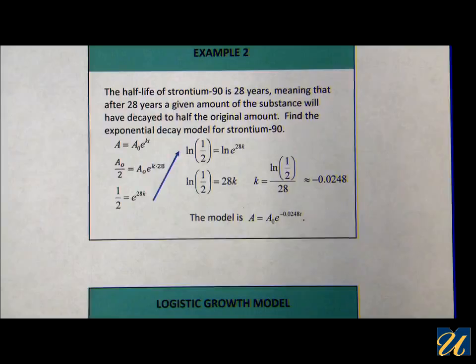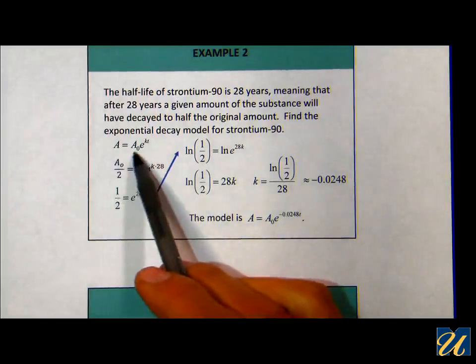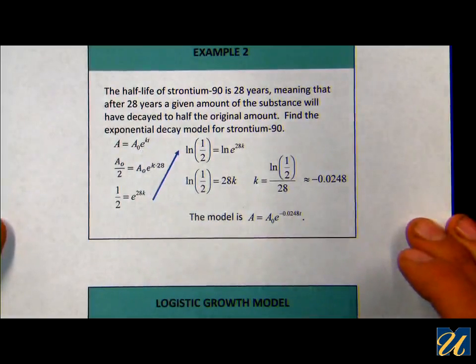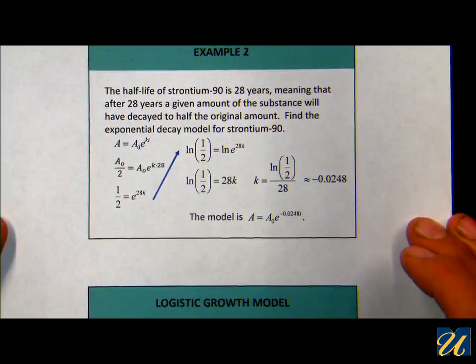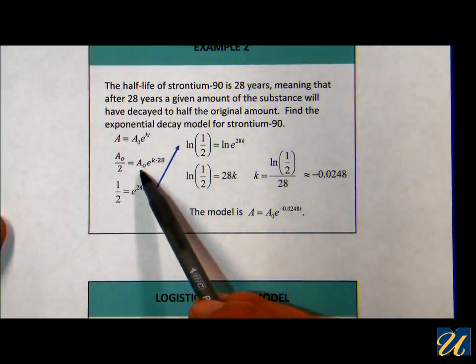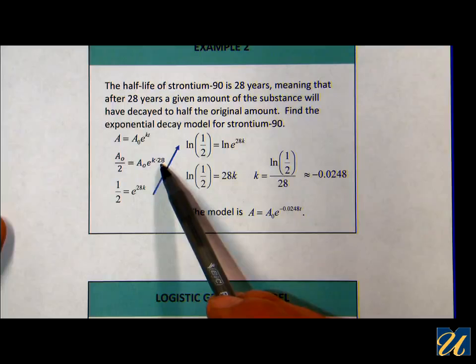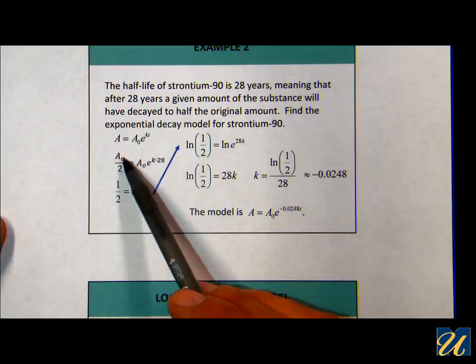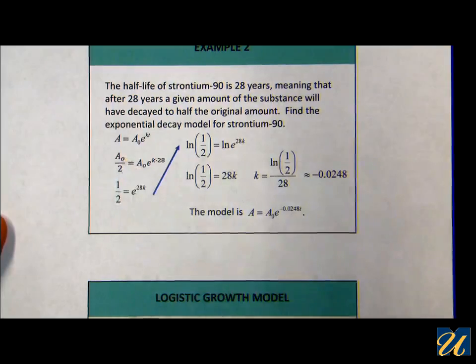Let's find an exponential decay model for strontium-90. So we start out writing down the exponential model, A equals A0 e to the kt. And notice that we don't have time and we don't have an initial amount. The initial amount we will just designate as A0. So how is it possible to find the exponential model? Well, after 28 years, which is the half-life time, exactly 1/2 of the original amount present will be remaining.